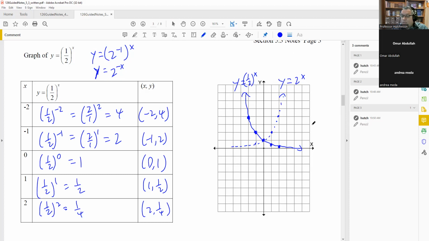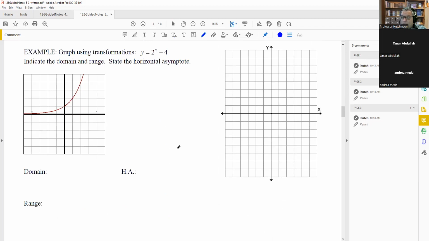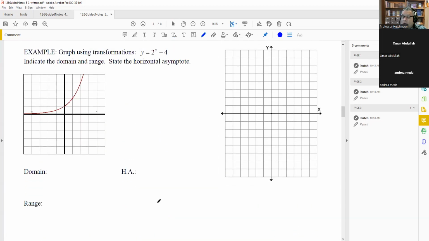So these graphs are very similar in style. Now, when we get to graphing these, we are going to do some graphing with transformations in this section. We don't need to worry about making tables because, again, transformations allow us to not have to do that. So for something like this, when I graph it with transformations, it asks you for domain and range, and the horizontal asymptote it asks you for as well.